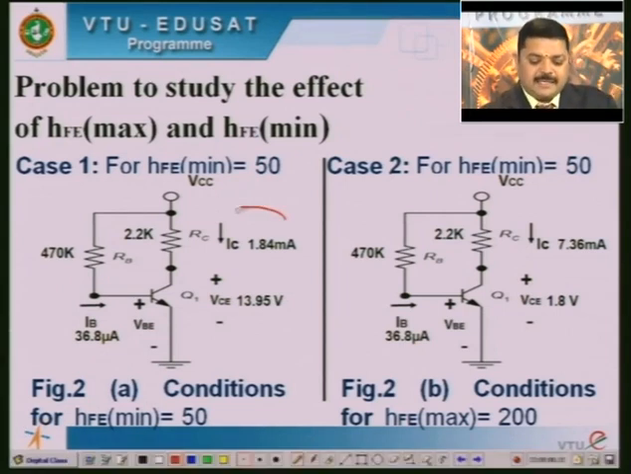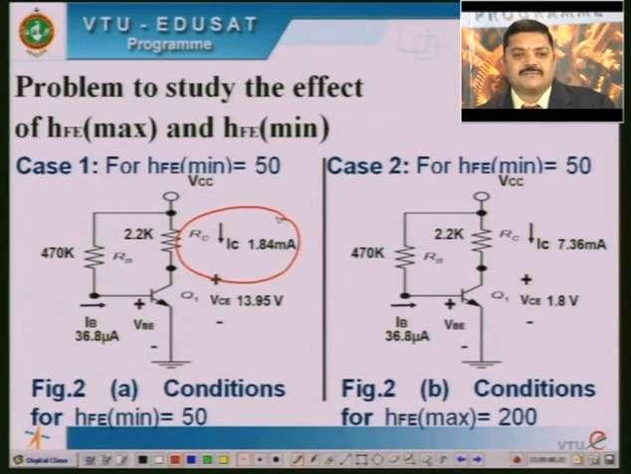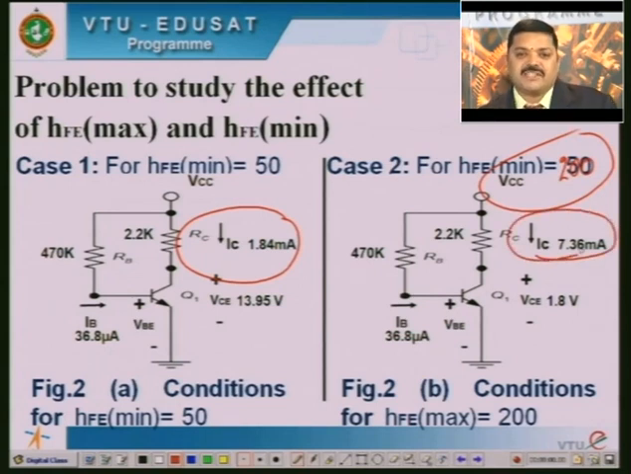that IC when HFE was minimum is found to be 1.84 milliamps. In case 2, we have taken HFE max as 200, and for HFE max as 200, we get IC equal to 7.36 milliamps. See, there is a large change in IC from 1.84 milliamps to 7.36 milliamps when we just change the beta value, or the current gain of the BJT, from minimum value to maximum value.